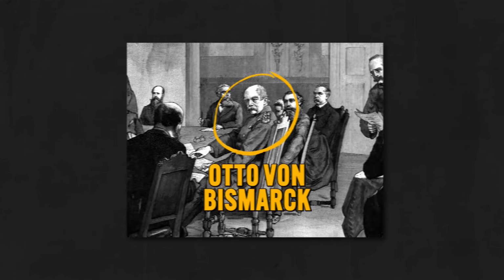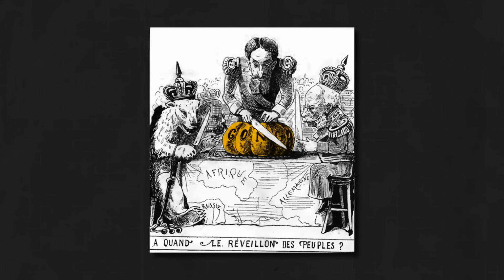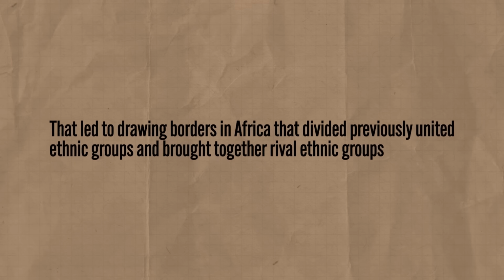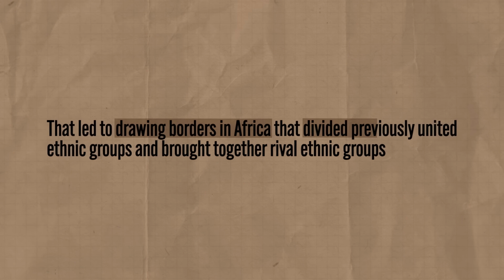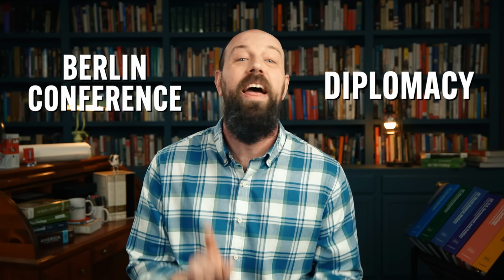And there they talked and negotiated until almost the entire African continent was carved up into European colonial holdings. And you know, it probably goes without saying that they invited precisely no African leaders to the conference to gain their input. And that led to the drawing of borders in Africa that divided previously united ethnic groups and brought together rival ethnic groups. And that's gonna cause some problems, but we'll get to that in another video. But for now, Berlin Conference, diplomacy, that's what you need to remember.